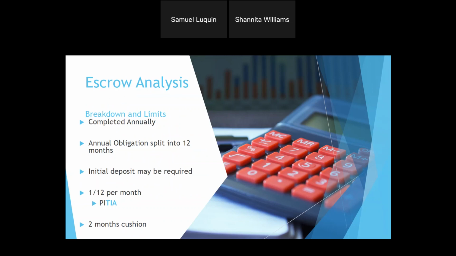Now, the reason why it's split into 12 months is because these things have to get paid on an annual or semi-annual basis, depending on what they are, going back to the PITIA. Now, the law does say that the most they can require you to hold in addition to your monthly obligations is 2 months' worth of a cushion, they call it. If at any time they do this escrow analysis and figure out that your account is going to fall below that 2-month threshold, they will require an additional payment spread out either over 12 months or in one lump sum to make sure that they have enough money to pay the bills when they come due.